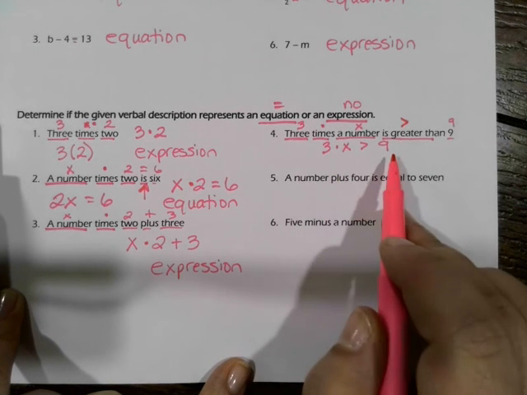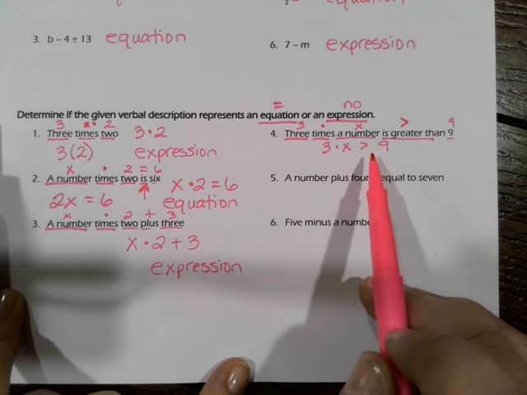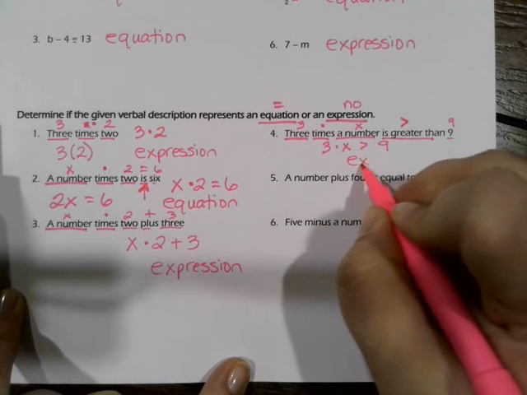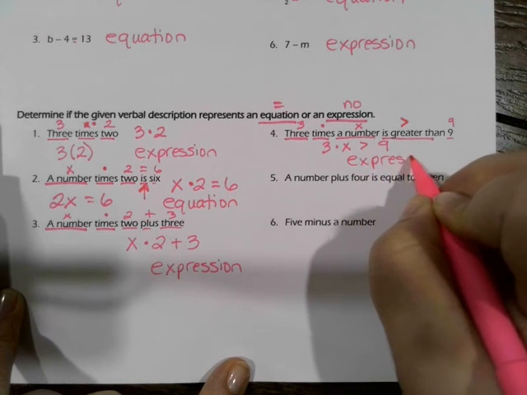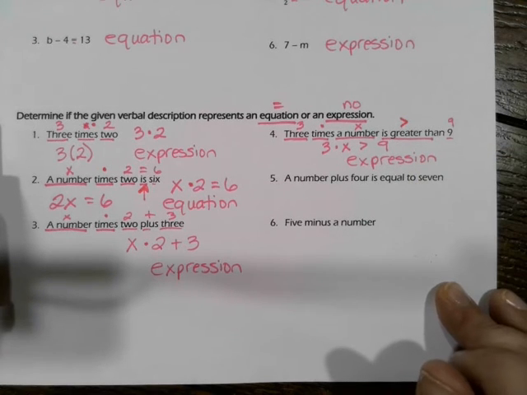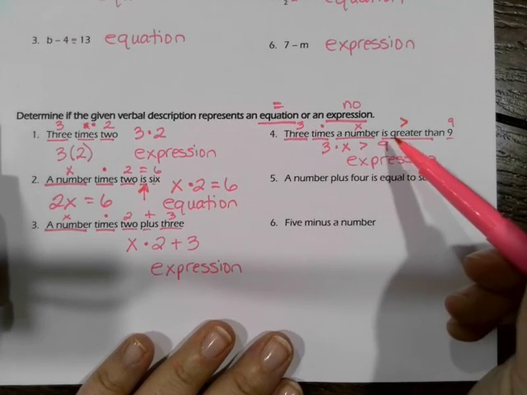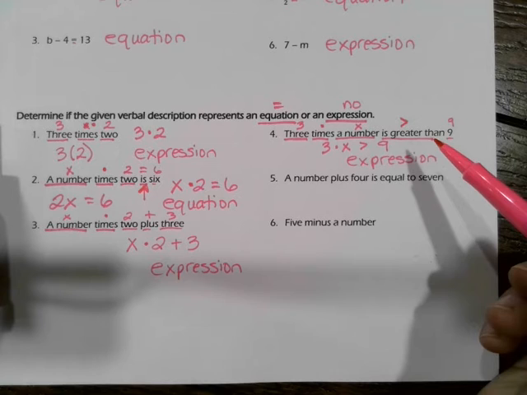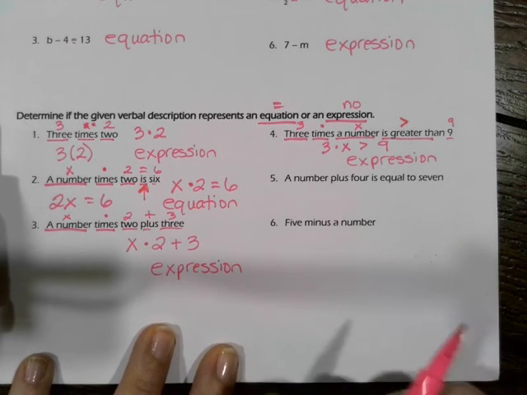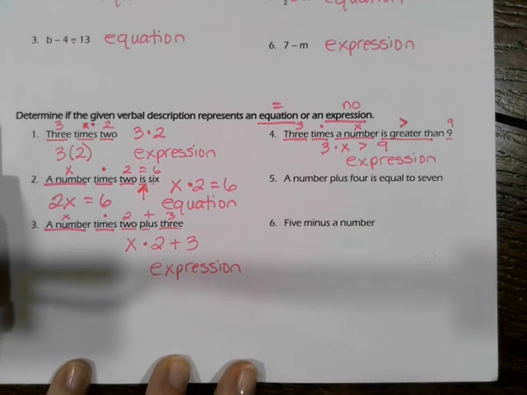So is this an expression or an equation? Does it have an equal sign? No. It has a greater than symbol, but that's not an equal sign. So this is an expression. In order for it to be an equation, it has to have an equal sign. The phrase is greater than does not mean equal to. All right, so for these last two, I want you to pause the video, read these, do them on your own, and then unpause whenever you're done and see if you get the answers correct.